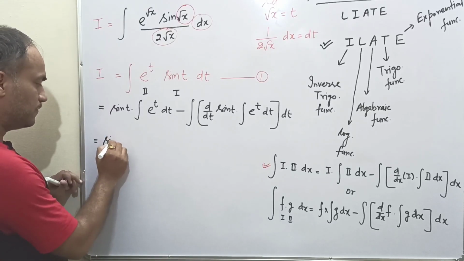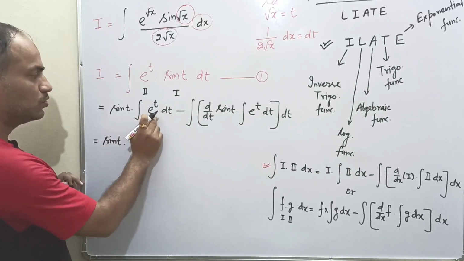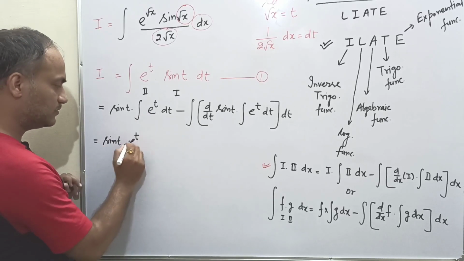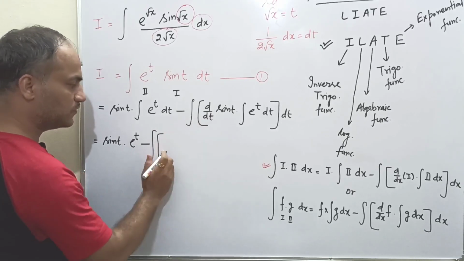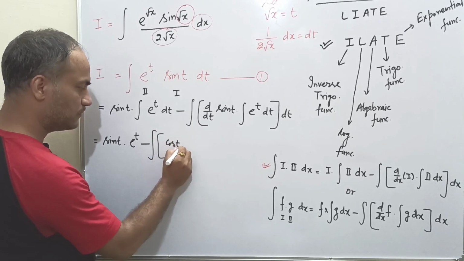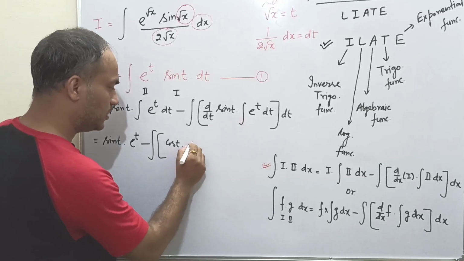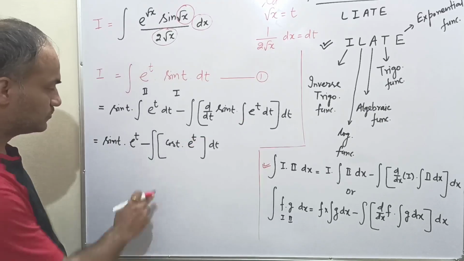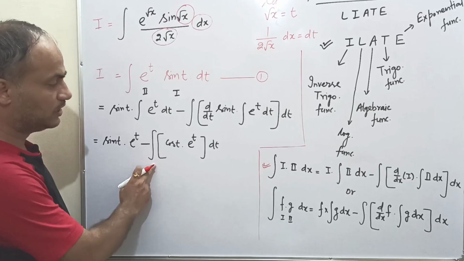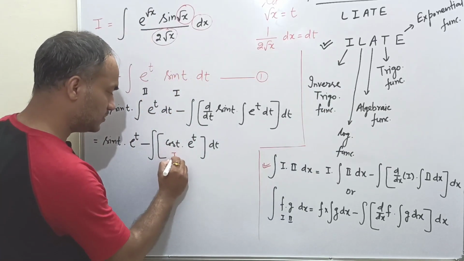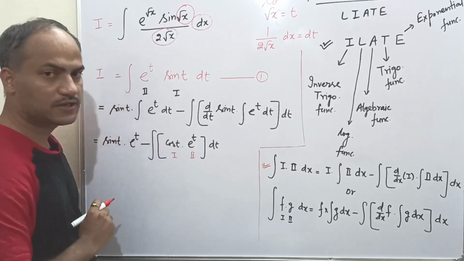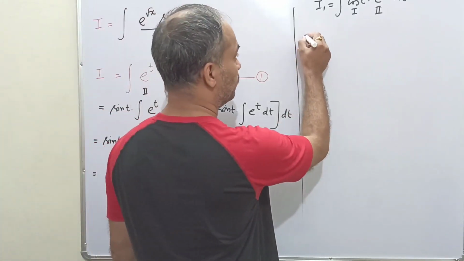This is sine t into integration of e to the power t, which is the same term, minus integration sign, differentiation of sine t, we know it is cos t, and integration of e to the power t is again the same term. One integral is still left. So once again we apply this formula and we see that this term is first and this term is second. Now apply the same formula.